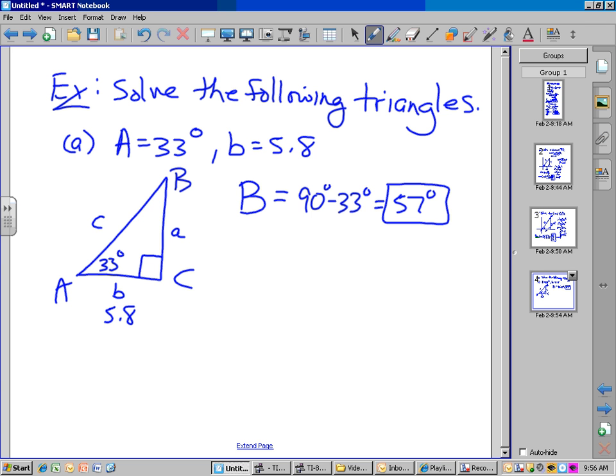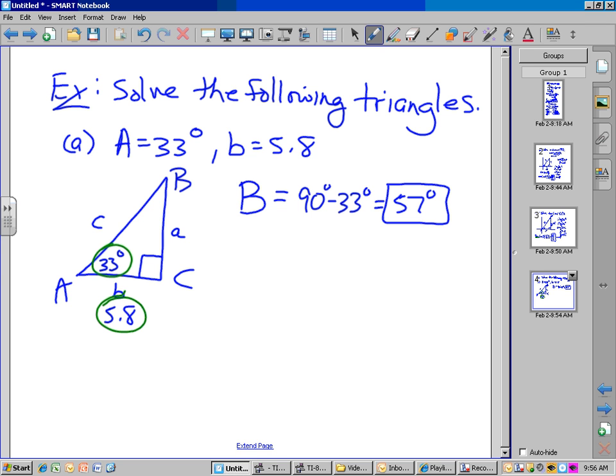Why not? Is this a right triangle? Yeah. In that case, these two must add up to what? 90. Or you could take 180 minus 90 minus 33, but what's 180 minus 90? 90. Totally up to you. I don't care which way you do it. You're going to get the same answer. All right, so I have 33.